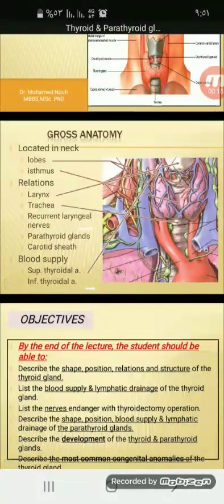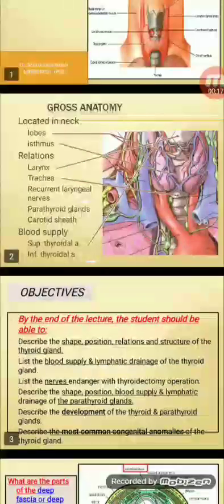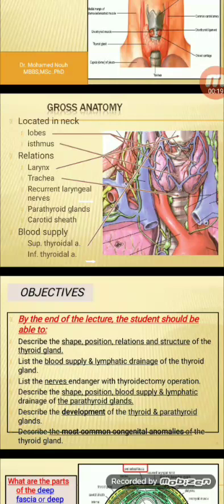Thyroid located in the neck. It has two lateral lobes, and sometimes a pyramidal lobe, related to the larynx, trachea, recurrent laryngeal nerve, and parathyroid glands that are situated posterior to the thyroid. Blood supply is by the superior thyroid artery or inferior thyroid artery.